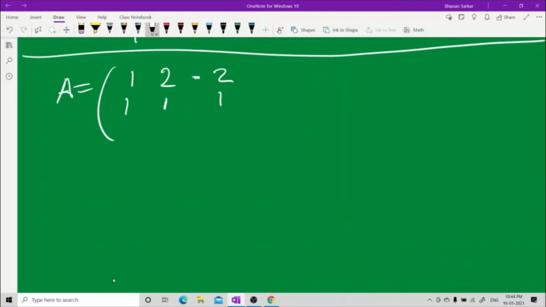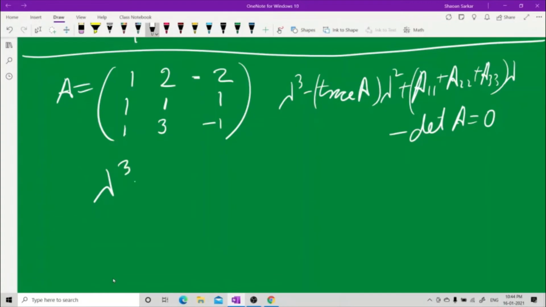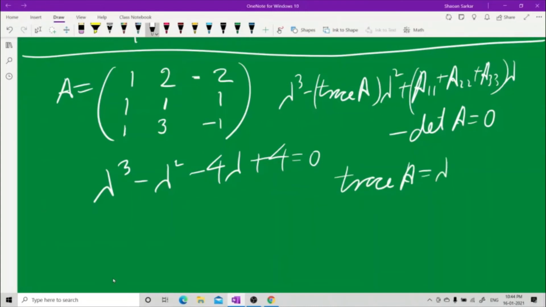So if these tricks are up your sleeves, you can just play them and save your time. Now you know this expression: lambda cube minus trace A lambda square, where trace A is A11 plus A22 plus A33, plus the sum of minors lambda, minus determinant A is equal to 0. You need to write down this; there is no alternative. You need to find all this and put it. So what you get is minus lambda square plus minus 4 lambda plus 4. Now see one thing, this was trace A.